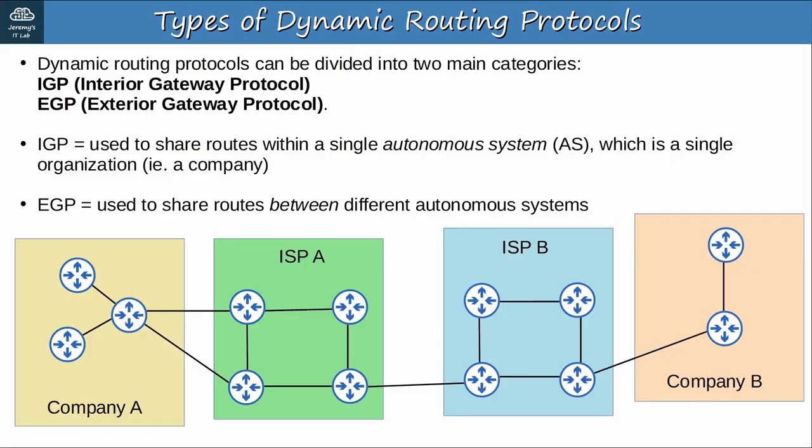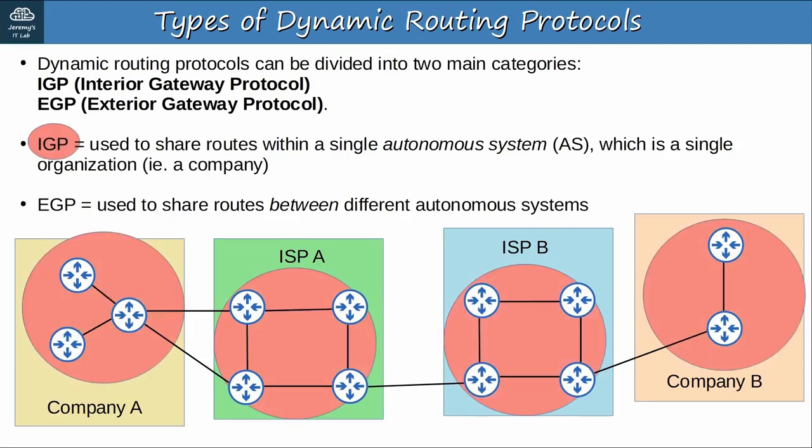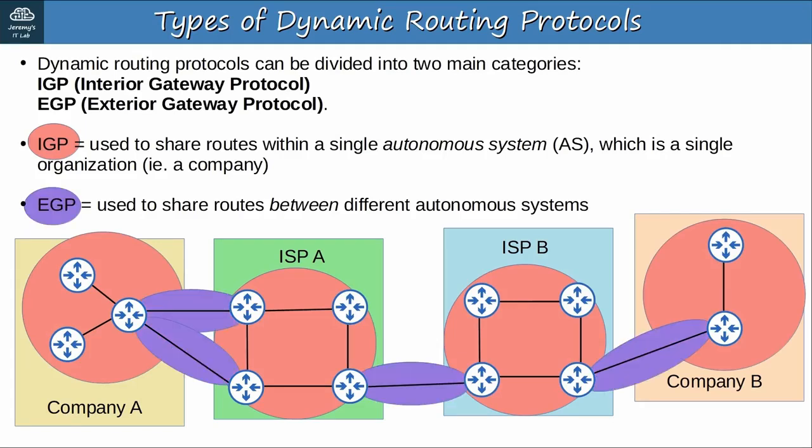Maybe this diagram will make it easier to understand. Company A, Company B, ISP A, and ISP B are each their own autonomous system, AS. Within each organization, an IGP is used to exchange routing information. However, to exchange routing information between ASs, an EGP is used. The basic purpose of IGPs and EGPs is the same, to share information about routes to destinations.